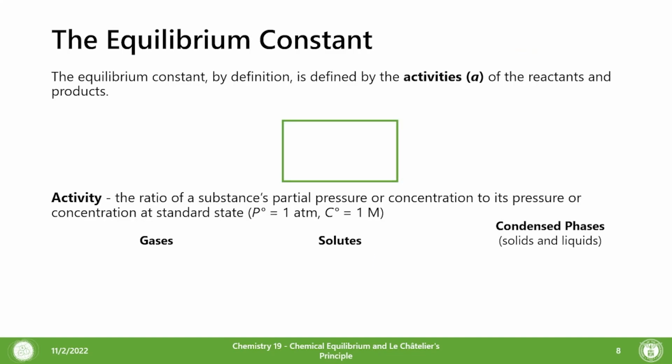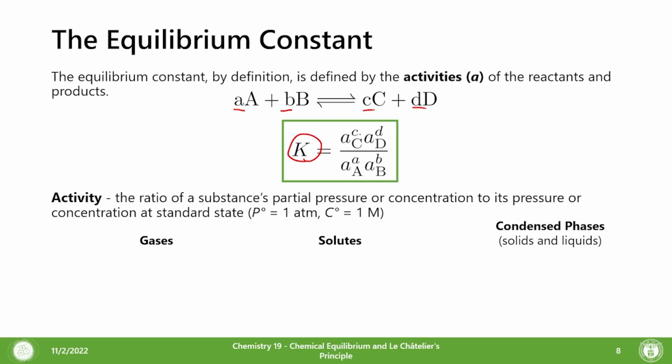Okay. So the equilibrium constant, by definition, is actually defined by the activities of the reactants and products, not by concentration primarily. That's because let's first define it. It's the same thing, stoichiometric coefficients a, b, c, and d, small letters. But the real equilibrium constant is defined by activities, the activities of each reactant and product raised to their stoichiometric coefficients.